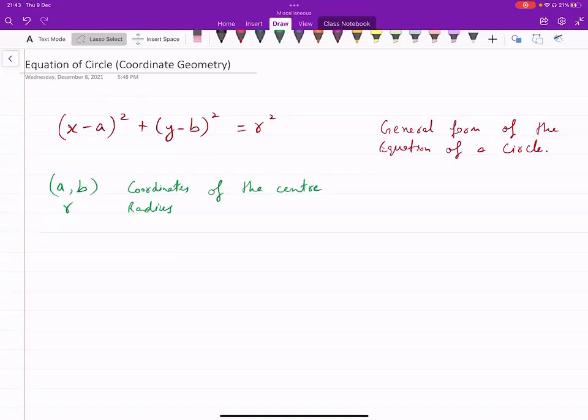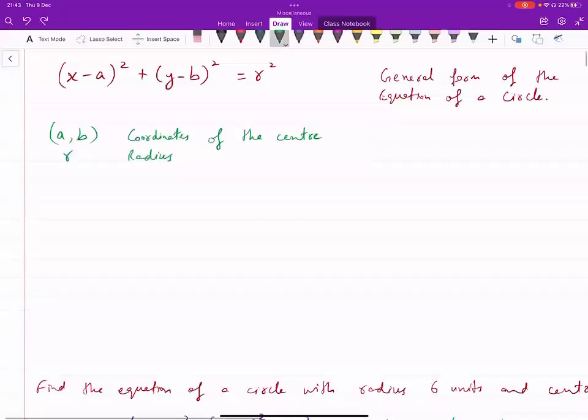First of all, what is the standard form of the equation of a circle? The equation of a circle looks like this: (x minus a) whole square plus (y minus b) whole square equals r square. a and b here are the coordinates of the center of the circle. a is the x coordinate, b is the y coordinate, and r is the radius of the circle. This is the standard format you have for the equation of a circle. Now, how are we going to use that?